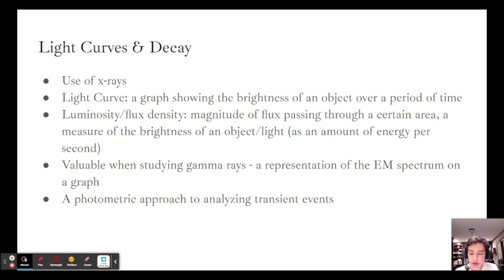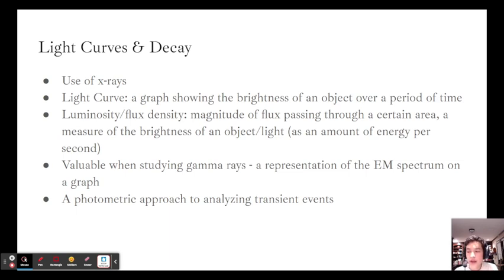Luminosity is the magnitude of flux passing through a certain area, or the measure of the brightness of an object or light as amount of energy per second. Luminosity is measured using ergs per second in our experiment, which is a much smaller unit of energy compared to joules, which is another standard unit of energy.